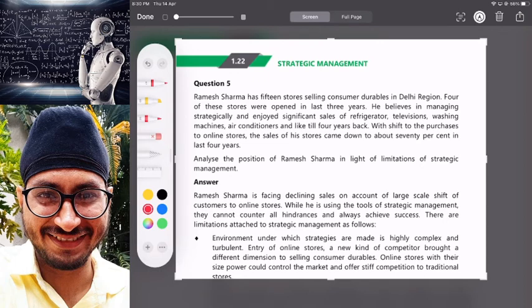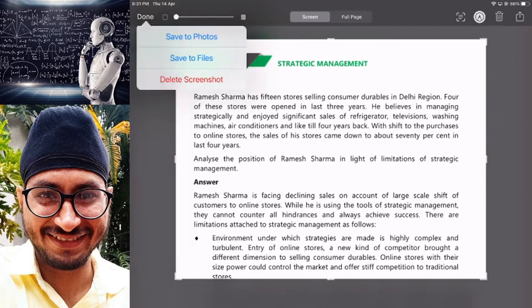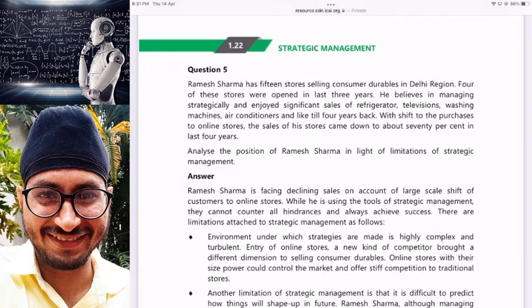Analyze the position of Ramesh Sharma in light of limitations of strategic management. So what are they asking you directly here? They are directly asking you to write limitations of strategic management. Did we discuss the limitations of strategic management? Yes. So how many limitations? Four limitations we have discussed, right?